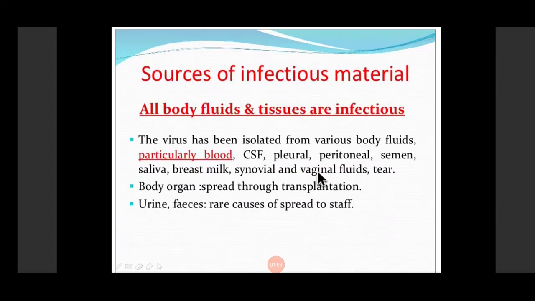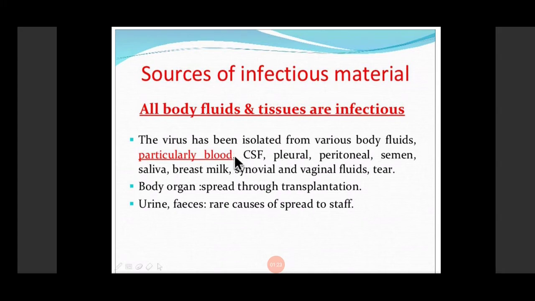Okay. So, source of infection. What are the sources of infection for HIV? All the body fluids and tissues are infectious. The virus can be found in body fluids, particularly the blood. So, blood is the most common fluid through which the virus transmits from one human to another.